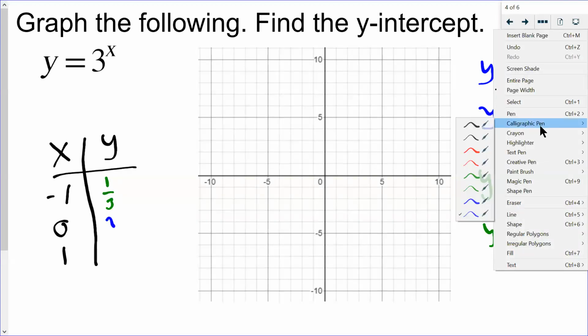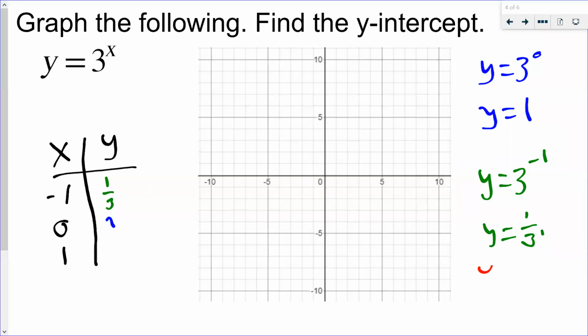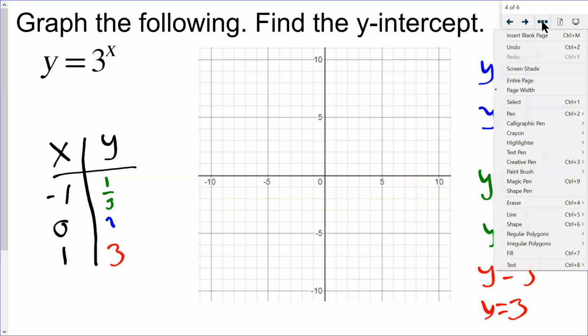And let's look at the last one here. If I go y equals 3 to the power of 1, well, what's anything to the power of 1? Well, it's itself, so y equals 3. So when x is 1, we get 3. Now we have 3 points we can plot.